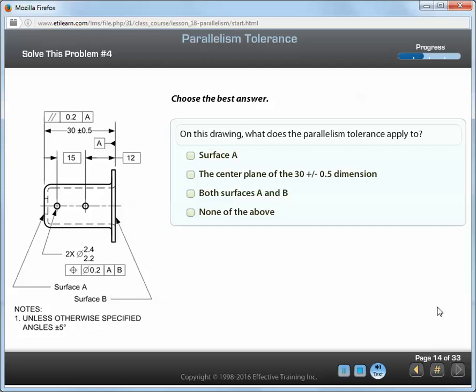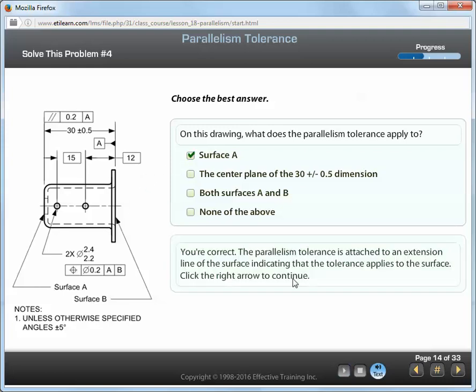On this drawing, what does the parallelism tolerance apply to? You're correct. The parallelism tolerance is attached to an extension line of the surface, indicating that the tolerance applies to the surface. Click the right arrow to continue.